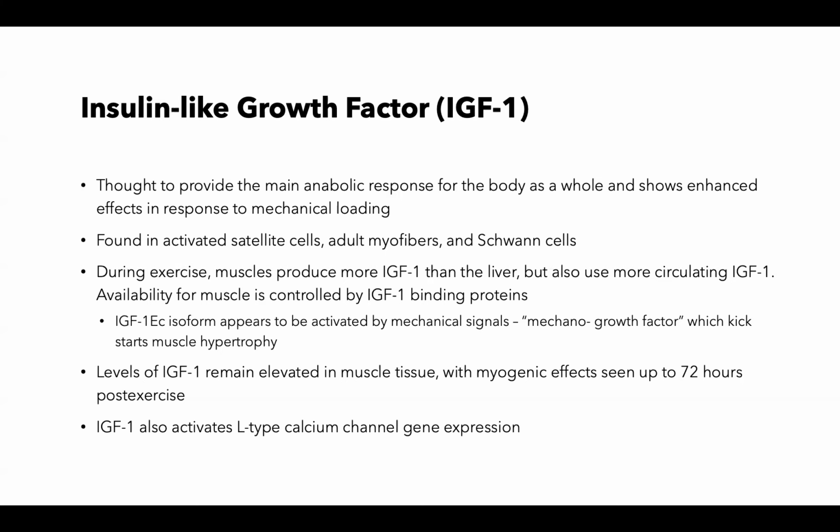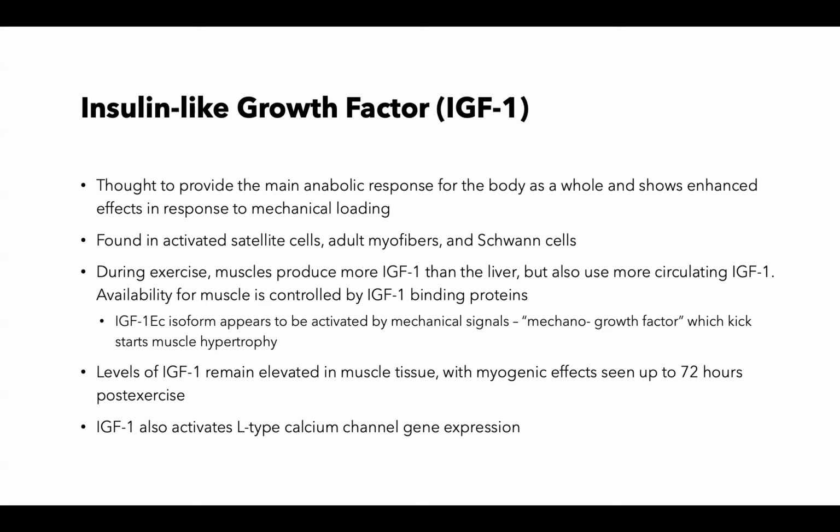The structure of IGF-1 is a peptide hormone and has structural similarities to insulin. Its receptors are found in activated satellite cells, adult myofibers, and Schwann cells. And during exercise, muscles not only produce more systemic IGF-1 than the liver, but also use more circulating IGF-1. And the availability of this hormone for muscle is controlled by its binding proteins, which either stimulate or inhibit the effects of IGF-1 after binding to a specific binding protein.